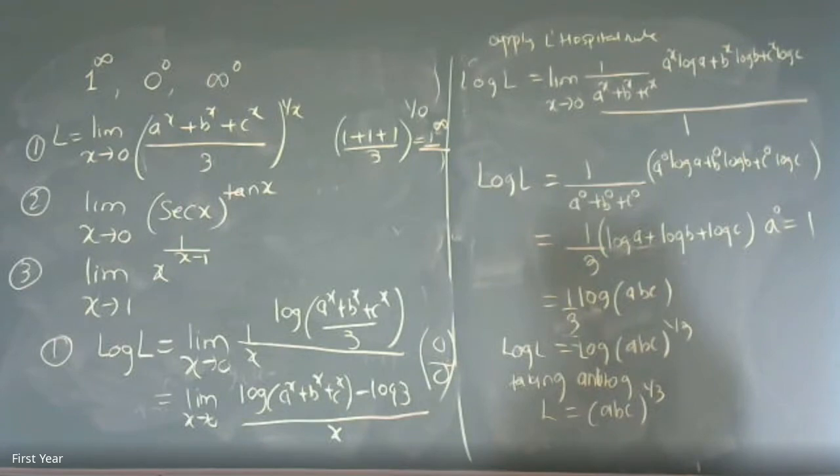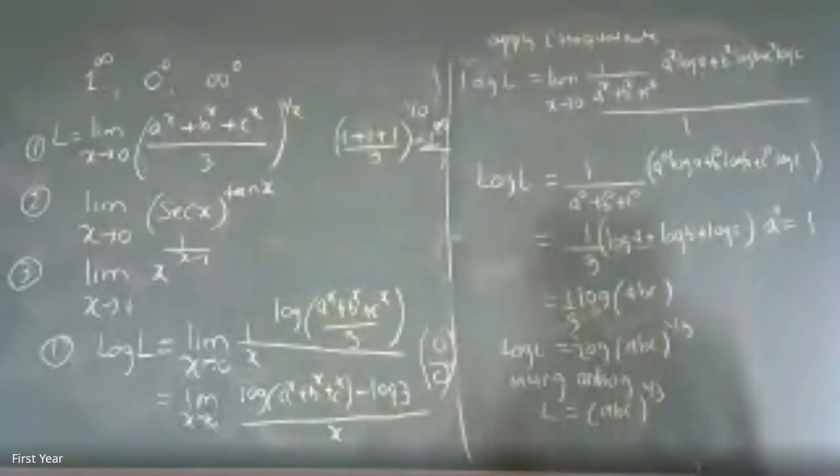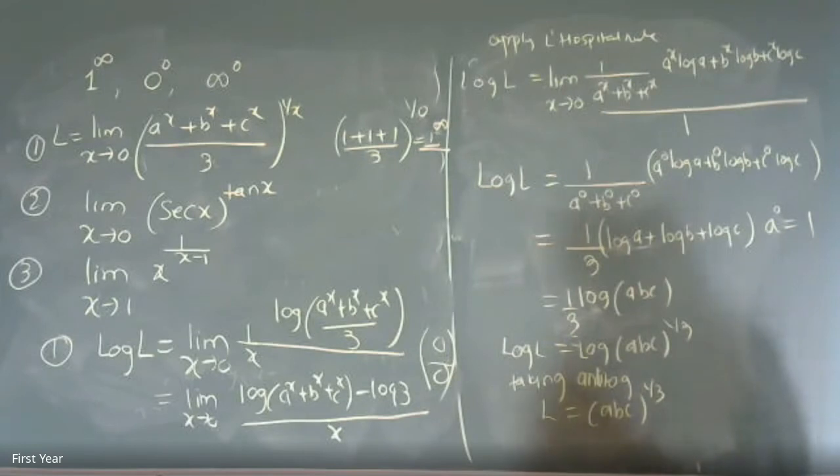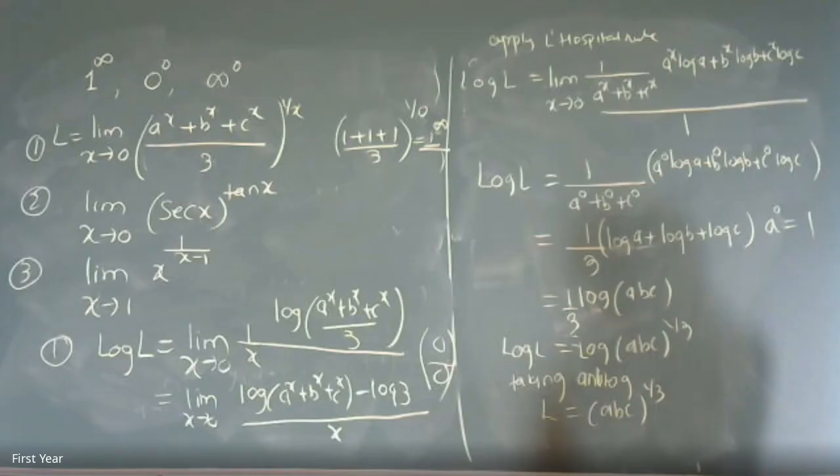Is this okay? Yes, ma'am. Everyone? Yes, ma'am. Did everyone understand? Because you will have to give the answer in 2 seconds. It will come. If you have understood this, what's the answer? ABC raised to 1 by 3. Okay?